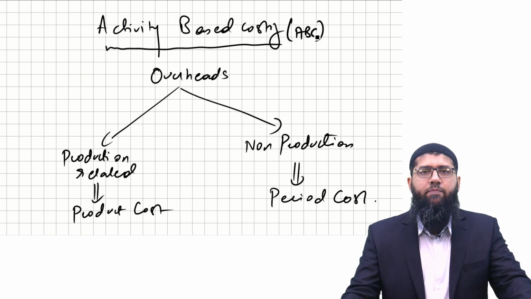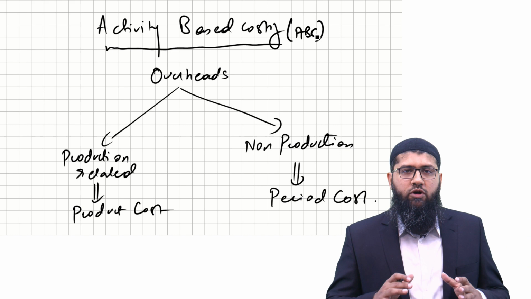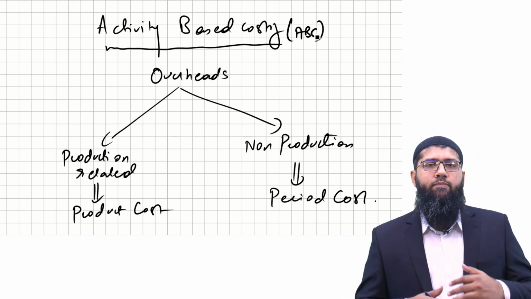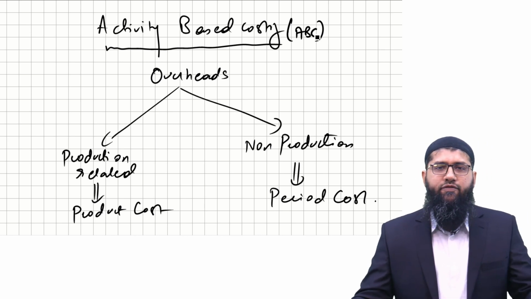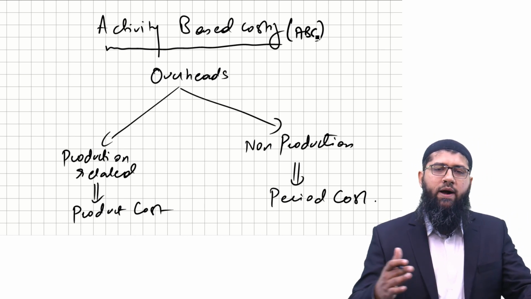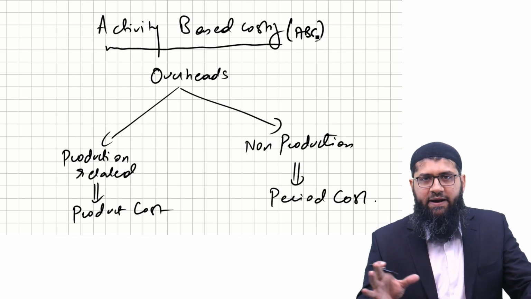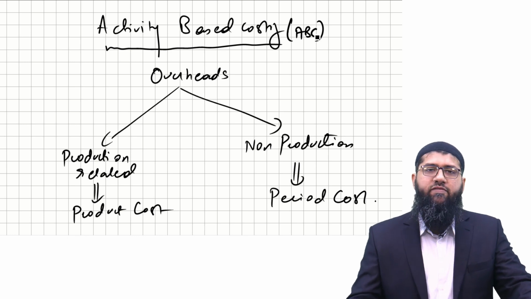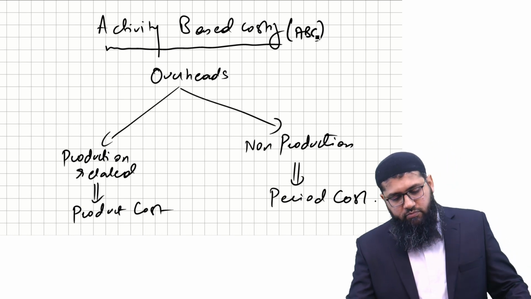From the examination perspective, let me guide you that activity-based costing is going to be tested as an OTQ. It could be part of Section A in normal OTQs. It could be part of Section B, where you could be required to answer a case OTQ. So it could depend upon what the examiner wants to do. Now, let's start discussing what activity-based costing is all about.